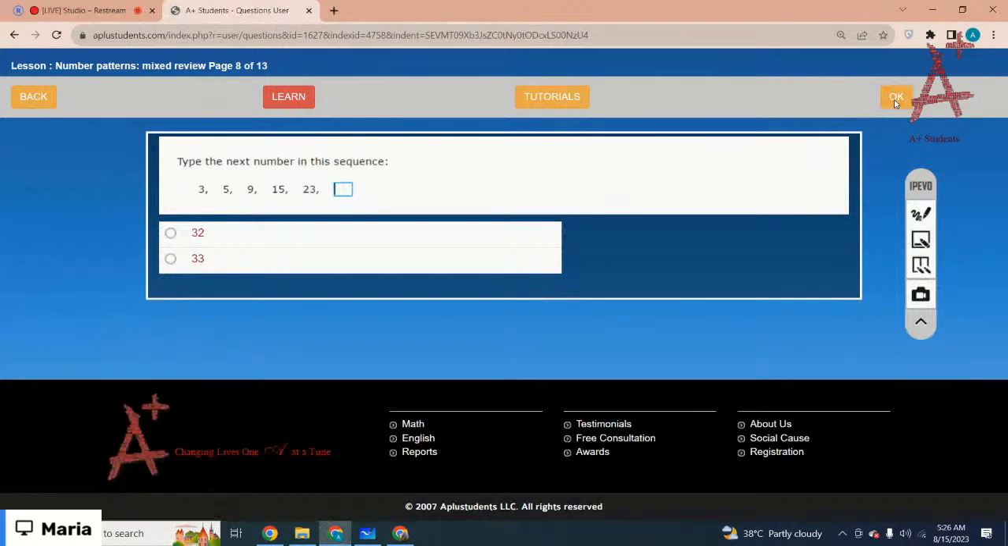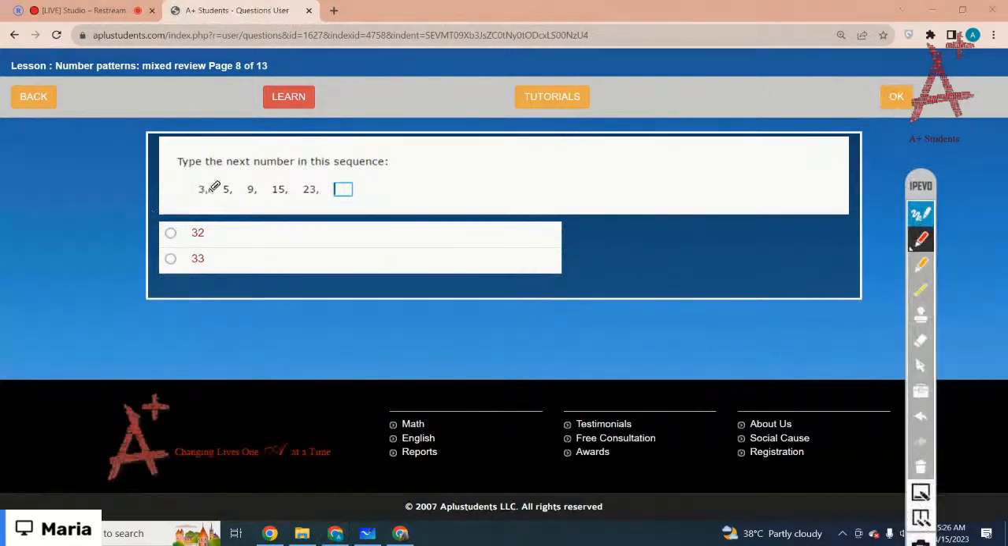Type the next number in the sequence. Okay, they are increasing by twos. 3 plus 2 is 5, 5 plus 4 is 9, 9 plus 6 is 15, 15 plus 8 is 23. The next one would be 23 plus 10, right? So 23 plus 10 is 33. That means the next number in the pattern is 33.